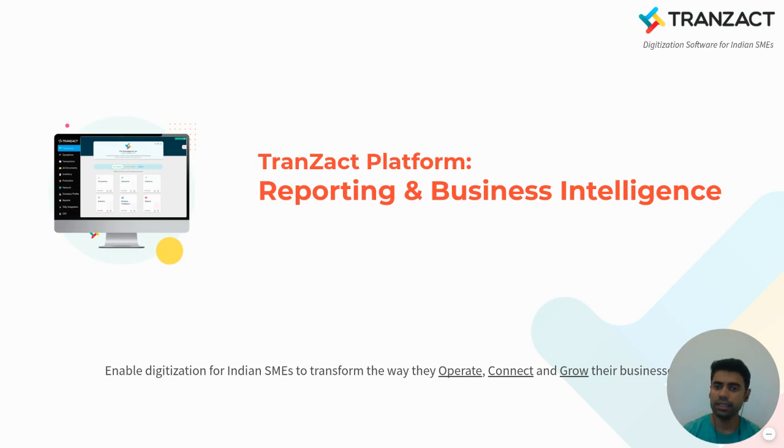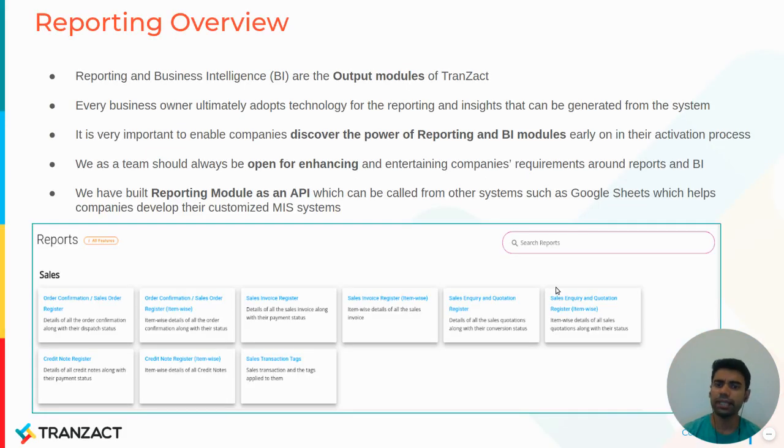Hi everyone. In this video, we are going to talk about the reporting and business intelligence modules of TranZact. The reporting and BI modules of TranZact are the output modules. So the whole of TranZact can broadly be divided into input modules and output modules. Input modules are modules wherein you create documents such as purchase order, sales order, log payment. So those are the input modules. And the reporting and the BI are the output modules.